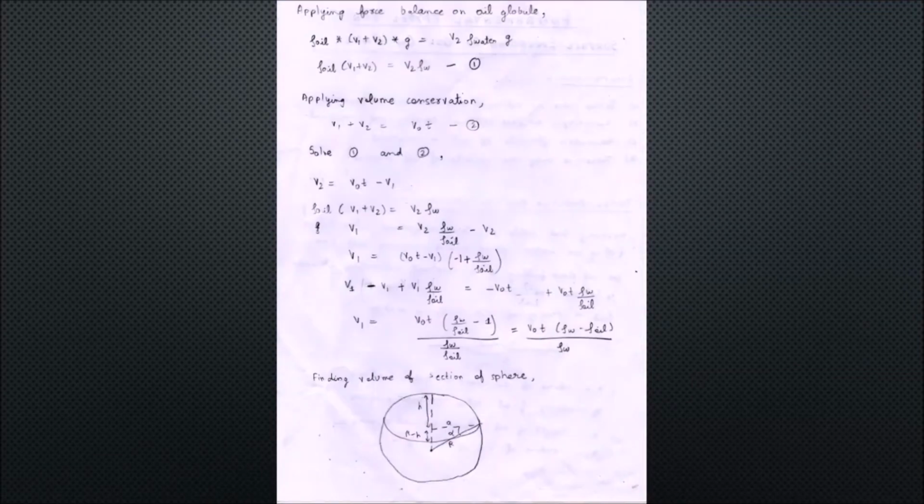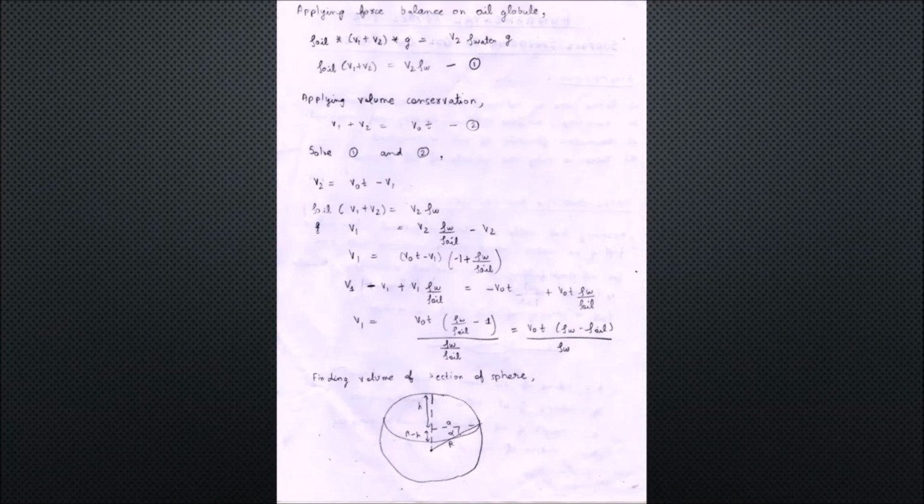Applying force balances on the oil globule, we get equation number 1. Then we apply mass conservation. We get equation number 2. Solving these two equations simultaneously, we get the relation of V1 with time.